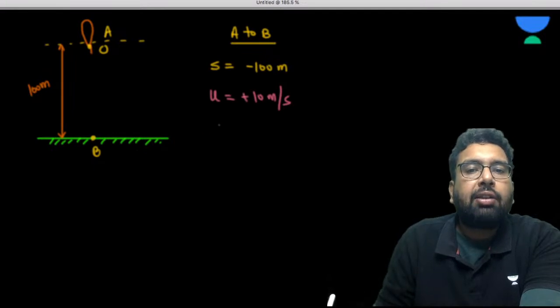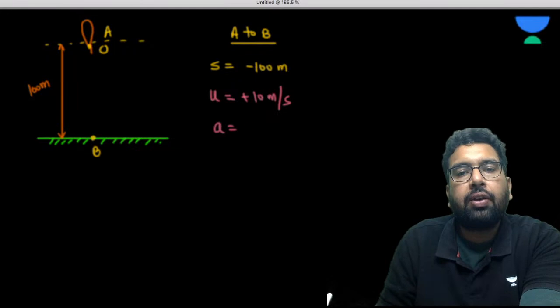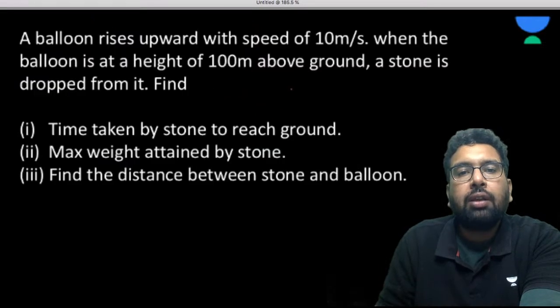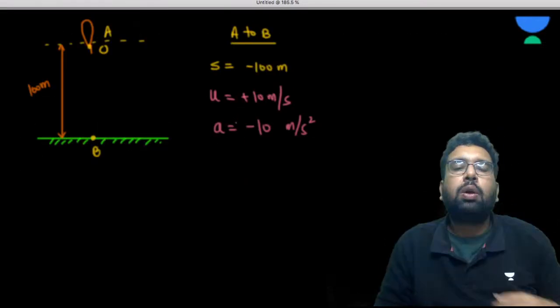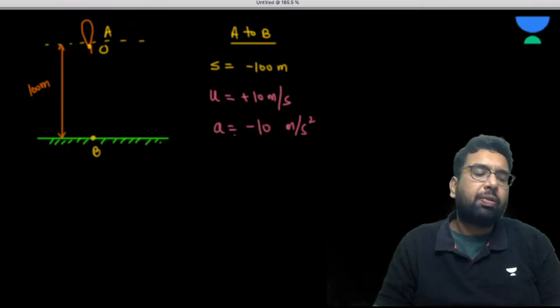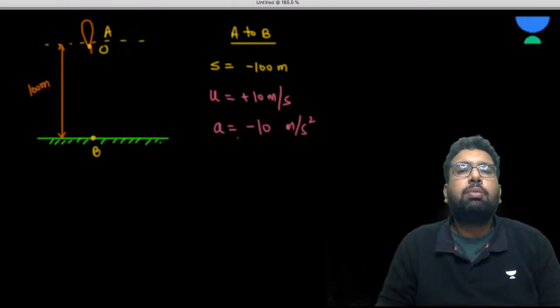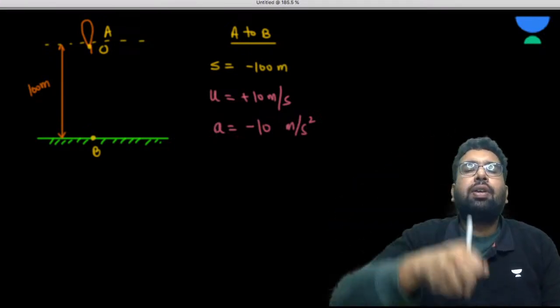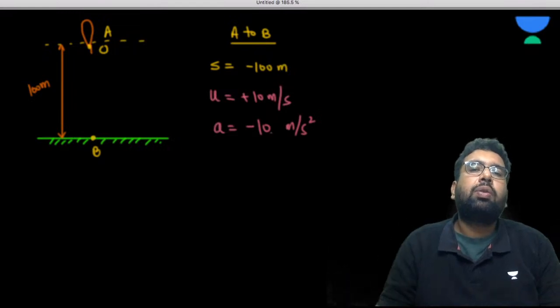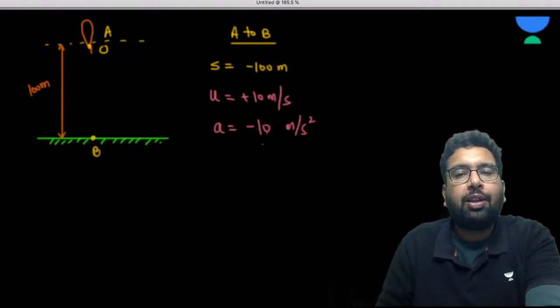And acceleration we have, because this is motion under gravity, so the acceleration will be minus 10 meter per second square. How come, sir? We are supposing g to be 10, as I told you, for ease of calculation. Most of the time g is given as 10. Acceleration due to gravity is always downward, so it is always minus 10.